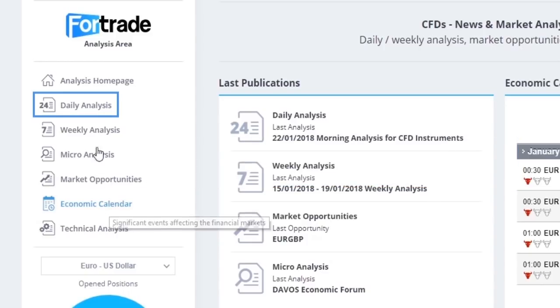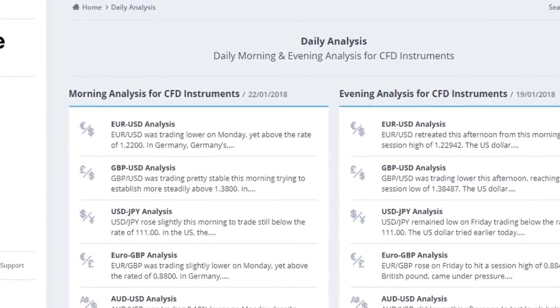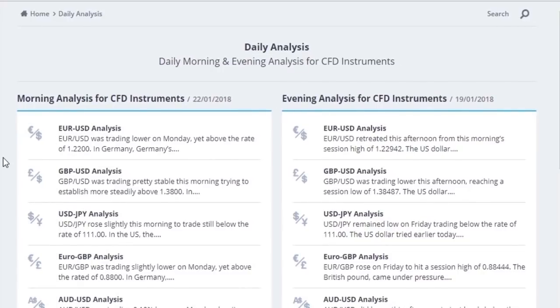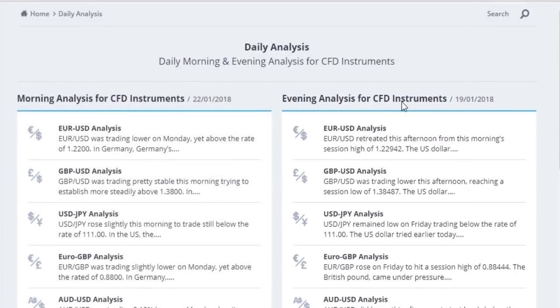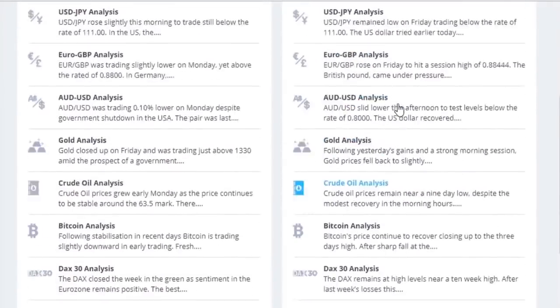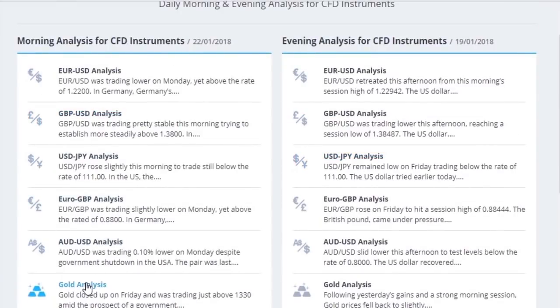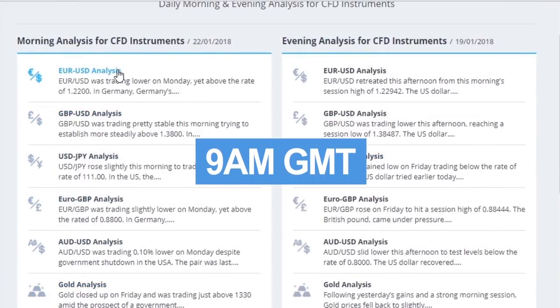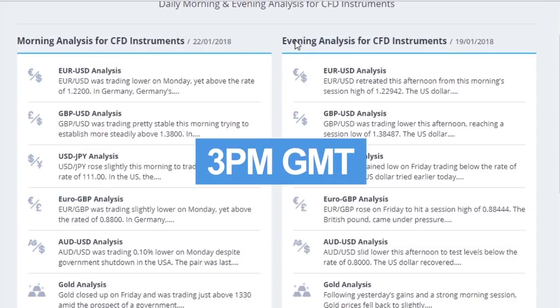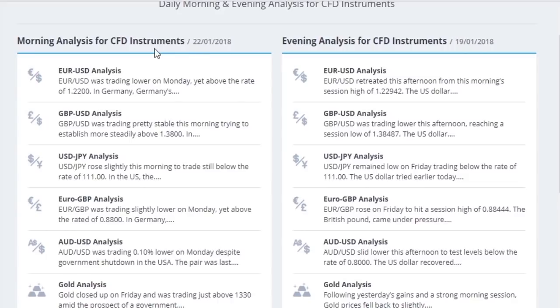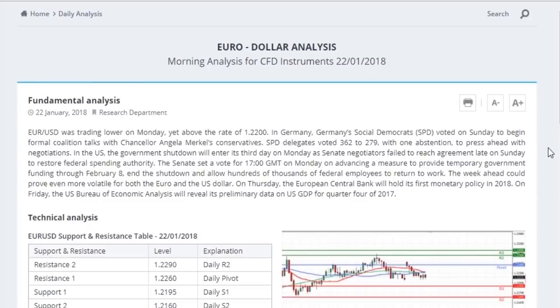Clicking on Daily Analysis in the menu on the left-hand side, we can see the main part of the page is split into two sections, Morning Analysis and Evening Analysis. For both, we can find 10 financial instruments which are analysed on a daily basis. Morning Analysis is published around 9 a.m. GMT. Evening Analysis is published around 3 p.m. GMT. By clicking on Morning Analysis for the Euro-Dollar currency pair, we can see our fundamental and technical analysis.